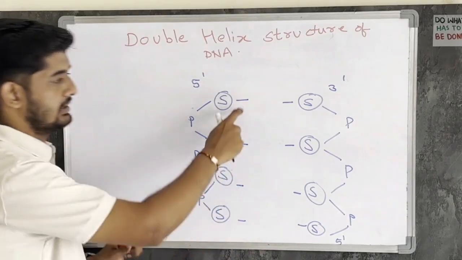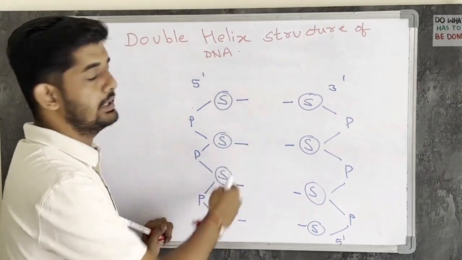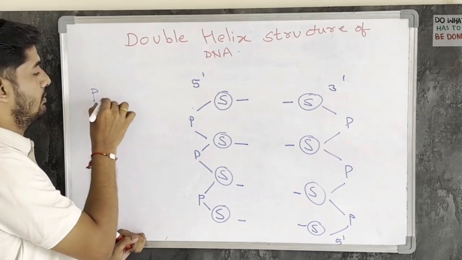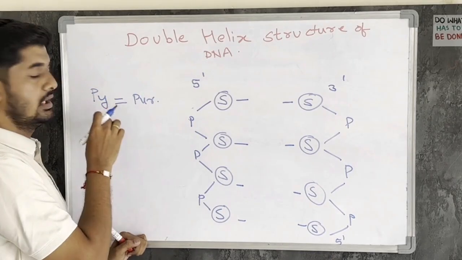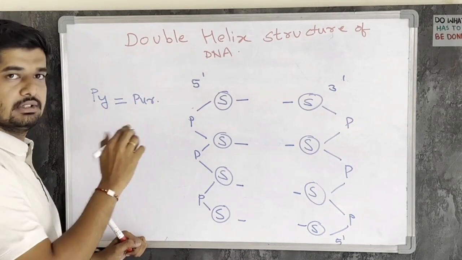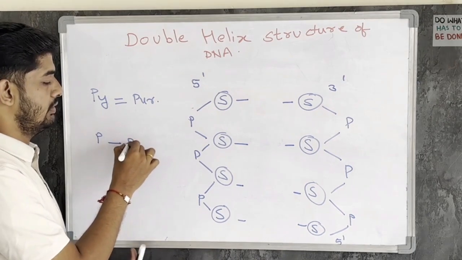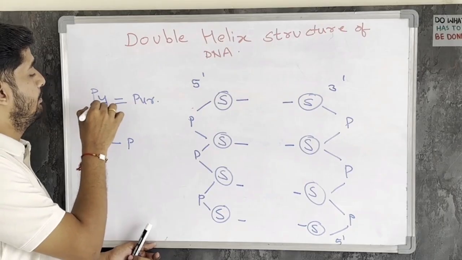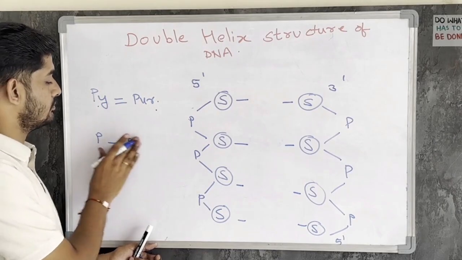So now these bases are always paired inward. Let's see how these bases are paired. Always remember that a pyrimidine will form a bond with a purine. There will not be a purine in one strand and a purine in the other strand also. The bonds in the DNA are formed only between the purines and the pyrimidines.